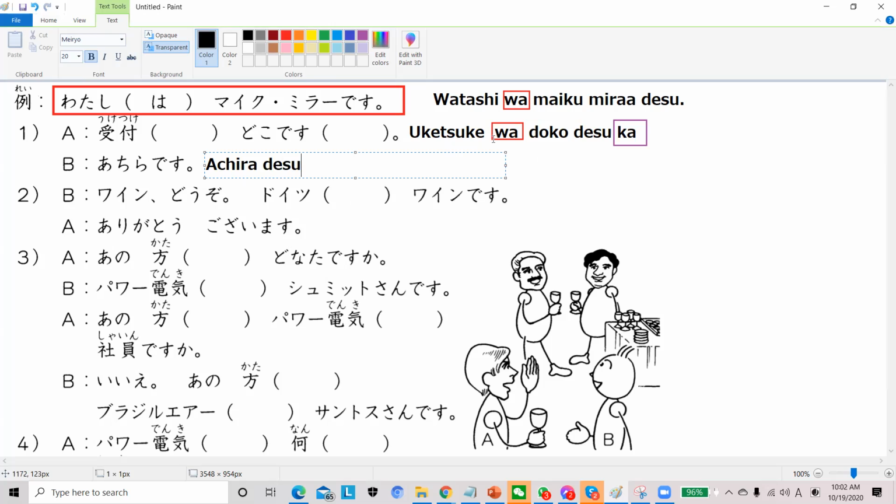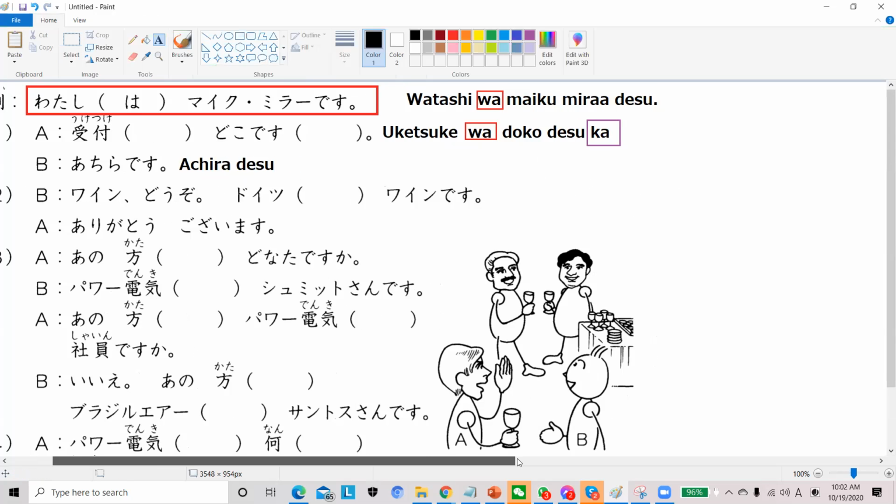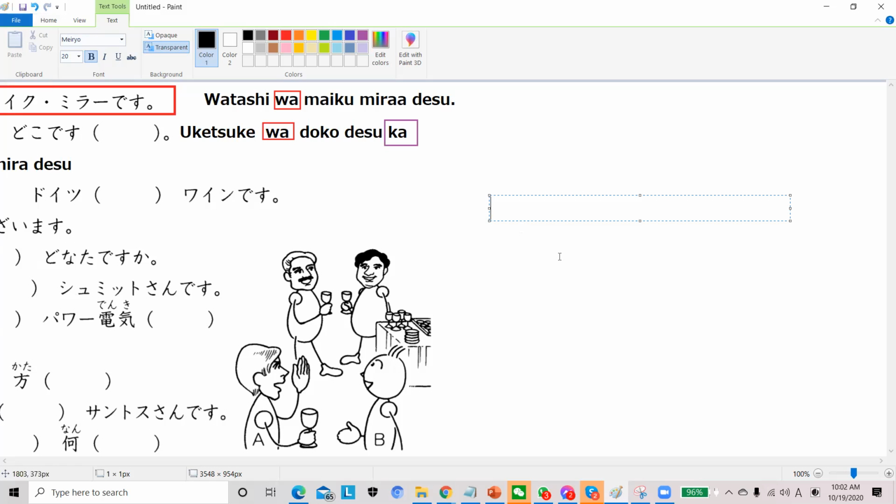How about achira? What do you mean by achira? Over there. So we are using it for direction, for places. We have koko, soko, and asoko. We use koko if near to the speaker, soko if near to the listener, while asoko is far from both the speaker and the listener.